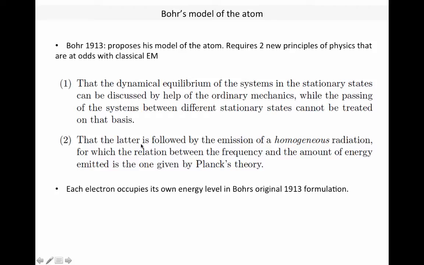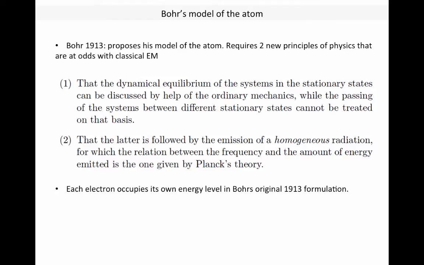The second principle he comes up with is that the latter, the change between stationary states, the change of an electron between two orbits, is followed by the emission of a homogeneous radiation for which the relation between the frequency and the amount of energy emitted is the one given by Planck's theory.